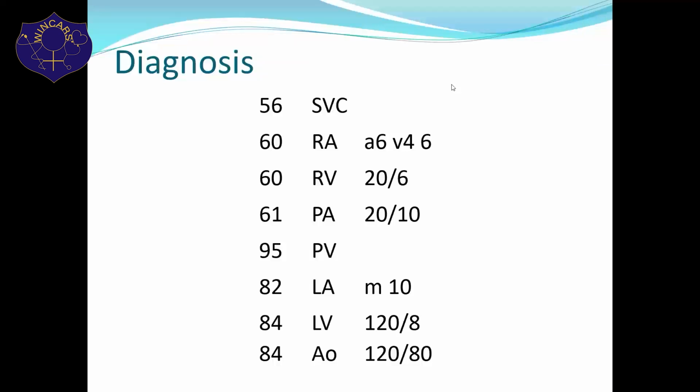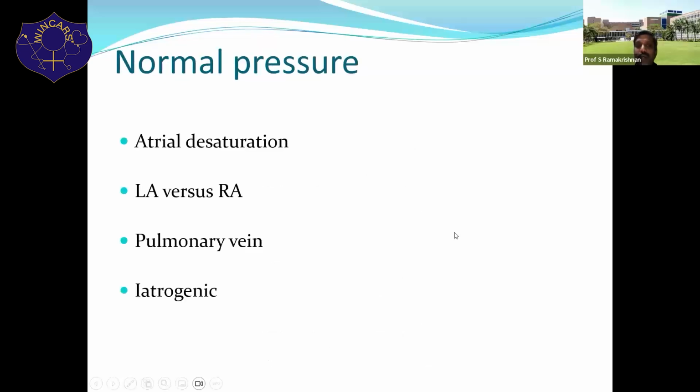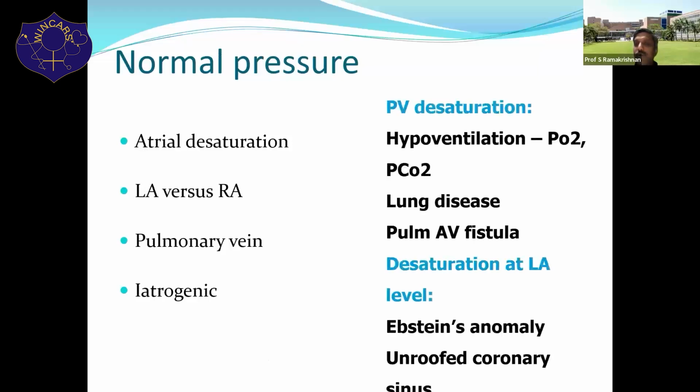So what are the causes that you have to look at? There are various causes for such a thing. So you have to look at what is happening in the other areas. The causes will include: what is the atrial desaturation? What are the pressures in LA and RA? What are the pulmonary vein saturations? Whether it can be iatrogenic. These are the various things that you have to look at.